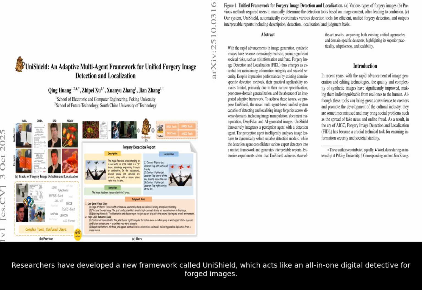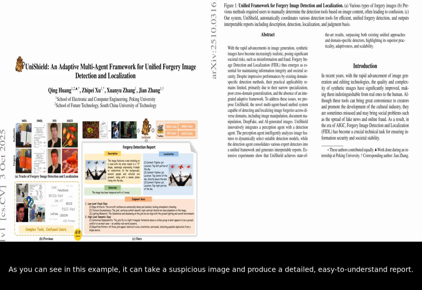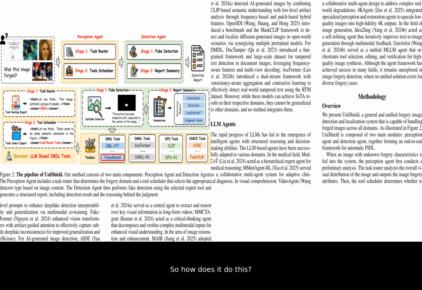Researchers have developed a new framework called UniShield, which acts like an all-in-one digital detective for forged images. It's designed to automatically figure out not just if an image is fake, but what kind of fake it is, where the forgery is located, and why it's considered fake. As you can see in this example, it can take a suspicious image and produce a detailed, easy-to-understand report. So how does it do this?